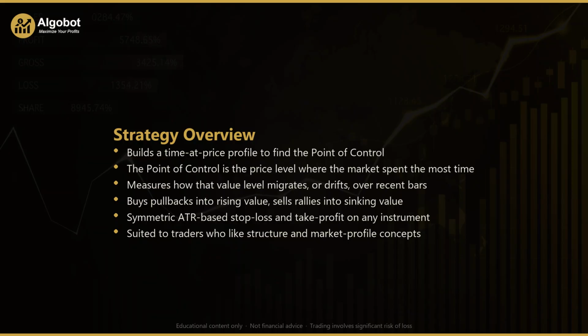The real idea here is value migration. The strategy stores the point of control on every bar and then measures how far it has drifted over the last 20 bars by default. When the point of control is steadily marching higher, value is being accepted at ever higher prices, which the strategy reads as a healthy uptrend. When it is marching lower, that describes a downtrend. When the market simply chops sideways, the point of control stays roughly stationary and the strategy stands aside and produces no trade. What kind of trader might find this interesting as a study?